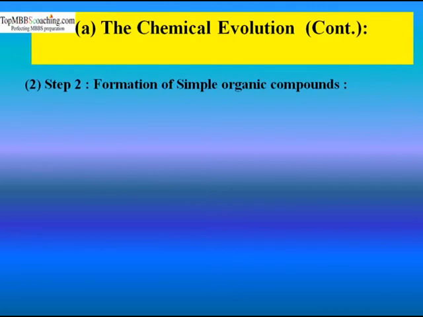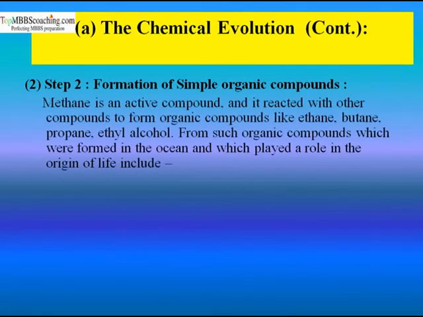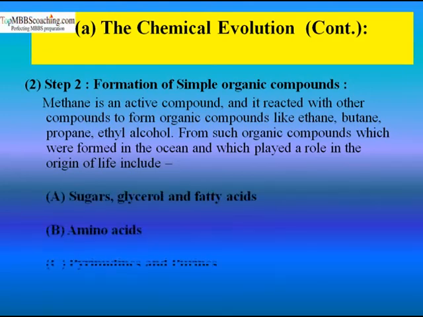Next step is formation of simple organic compounds. Methane is an active compound and it reacted with other compounds to form organic compounds like ethane, butane, propane, ethyl alcohol. Organic compounds which were formed in the ocean and which played a role in the origin of life include sugars, glycerol and fatty acids, amino acids and pyrimidines and purines. Continuous rains provided opportunities for different types of molecules to collide with each other and react.